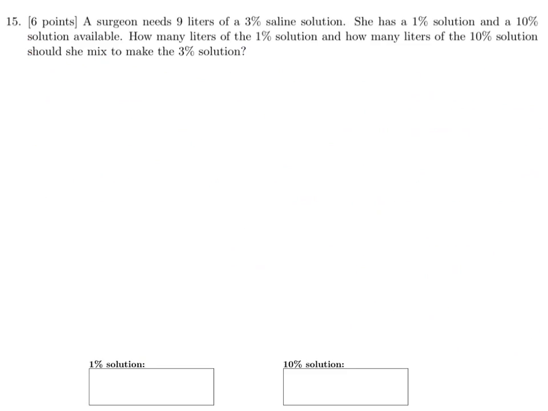So let's look at number 15. Number 15 is a mixture problem. It says a surgeon needs 9 liters of a 3% saline solution. Saline solution means water with some salt in it. 3% saline means 3% of the solution is salt, and then the other 97% is water.